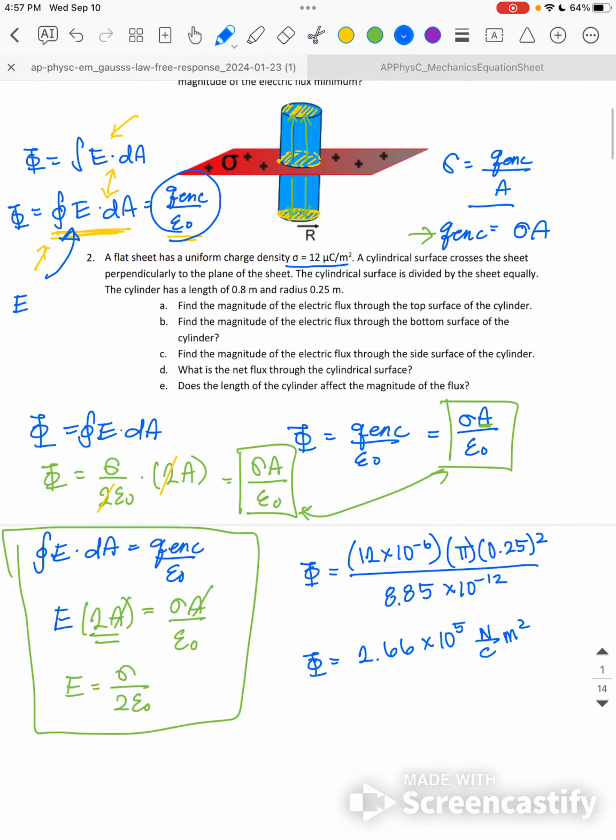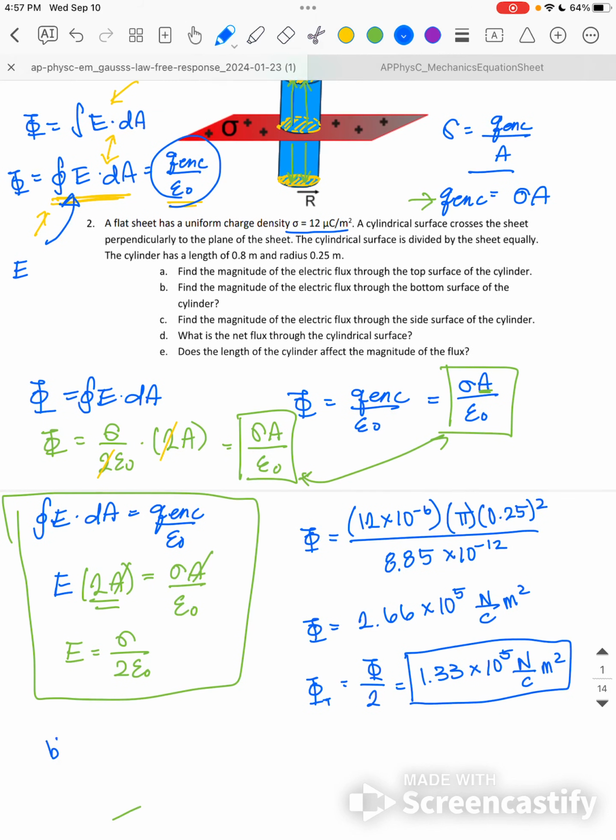Now, you might think that is your final answer, but if we look at our diagram, that's the flux going out the top and out the bottom, because we took the area of the top and the bottom of our cylinder as our Gaussian surface. So if we just want the flux through the top, we need to take half of the flux that we got in our problem, and that really is 1.33 times 10 to the 5th newtons per coulomb meters squared. So this is all part A, but everything else should be pretty easy.